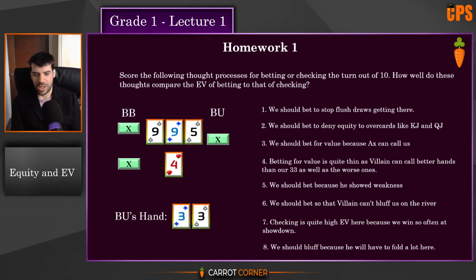And then finally, number 8, we should bluff because he will have to fold a lot here. This is terrible. I'd score this one really low. The reason this one is bad is that your 3s are effectively beating everything that he folds. So it's much closer to a thin value bet on the turn than a bluff. A bluff, as we'll see in lecture 3, is more about getting useful fold equity, getting hands that have a great deal of equity to fold against you, not just ones that are drawing to a couple of outs, or even 6 outs or 10.